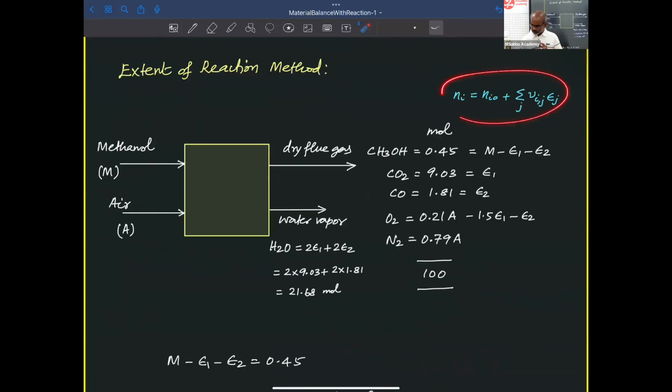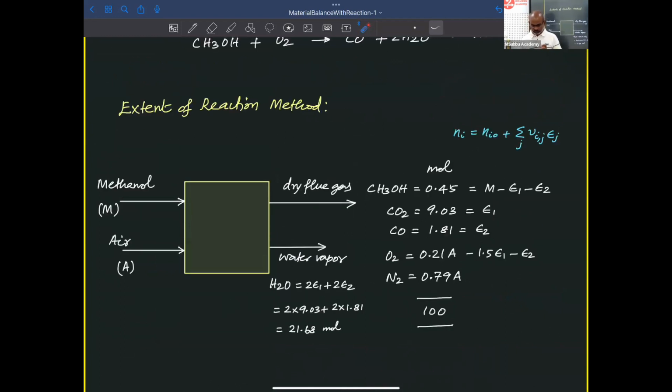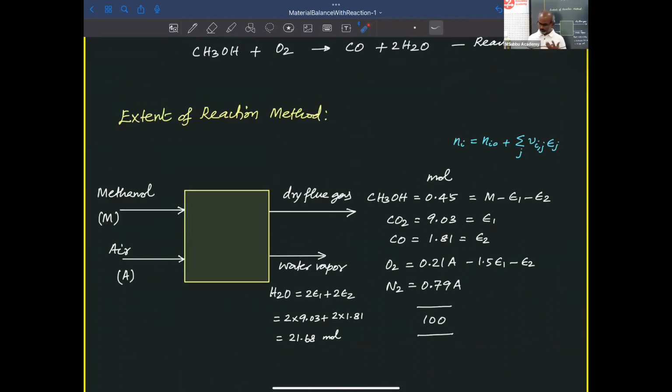Okay, the new learning here is the extent of reaction method. The extent of reaction method is very good for solving multiple reactions. Not only for multiple reactions, we can also use it for a single reaction. So the formula is simply the moles equal to what is initially present plus what is getting produced or getting consumed. Getting produced will be positive, getting consumed will be negative.